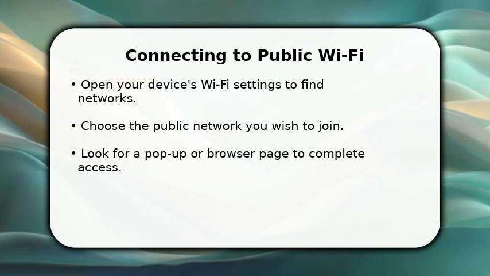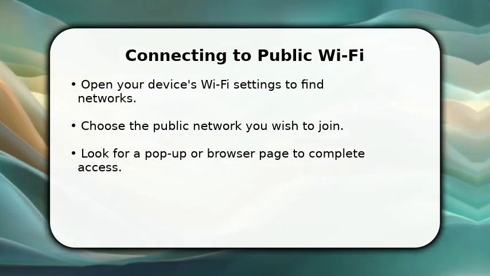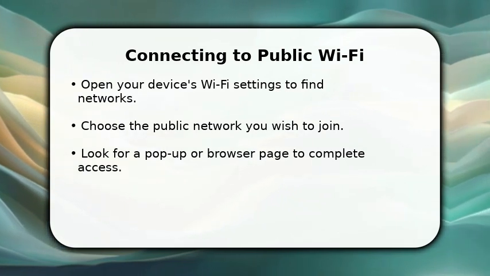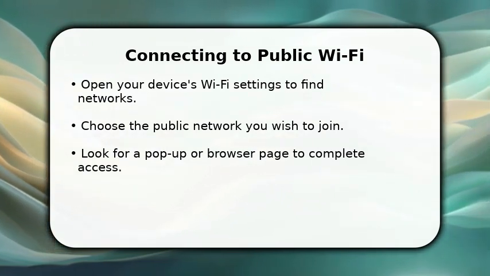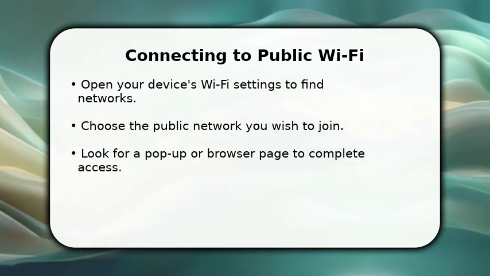In this video, I will explain how to connect to Wi-Fi in public places. First, open your device's settings and navigate to the Wi-Fi section. You will see a list of available networks. Select the public Wi-Fi network you want to use.